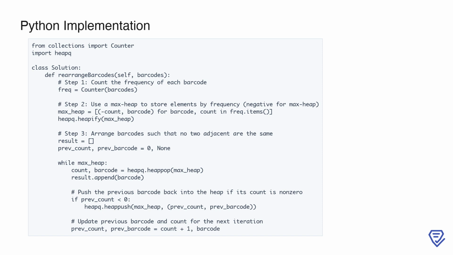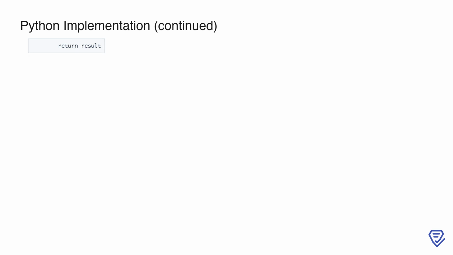Finally, we update prev_count and prev_barcode to reflect the current barcode's count after it has been used. Once the heap is fully processed, we simply return the result list, which contains the barcodes rearranged such that no two adjacent barcodes are the same. By leveraging the max heap to always prioritize the most frequent barcodes, and using the logic to reinsert previously used barcodes when needed, this approach ensures that we meet the problem's constraints while maintaining an efficient solution.